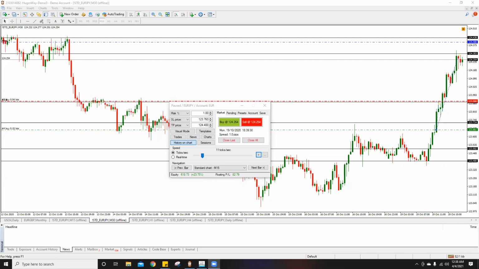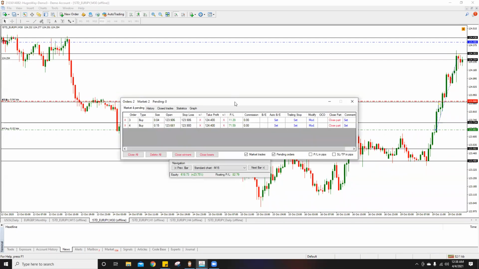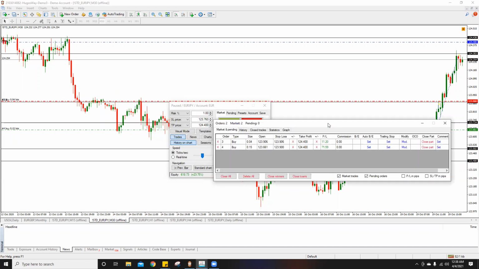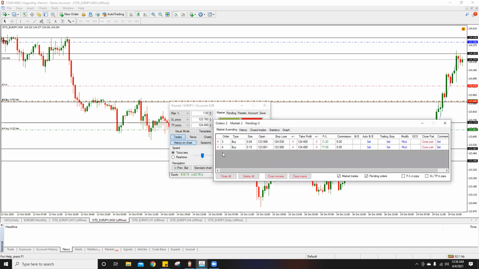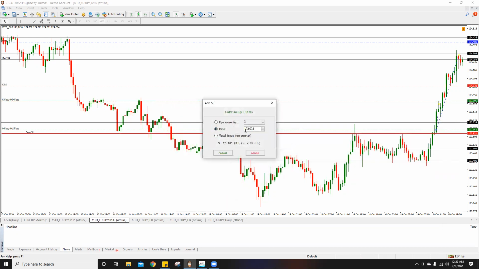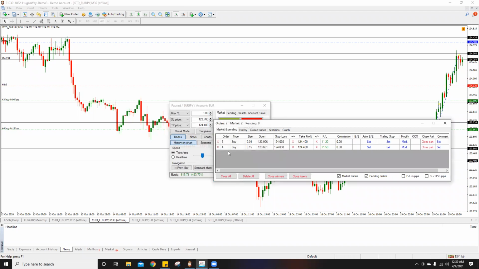But any of those. So let's say we go ahead and trail our stop loss to 124.03 for both of these. So right there, and then same thing here, 124.03. So now we're saying that if price breaks below this, then the chances are it's going to continue bearish and pretty much take us out of the trade at that point.